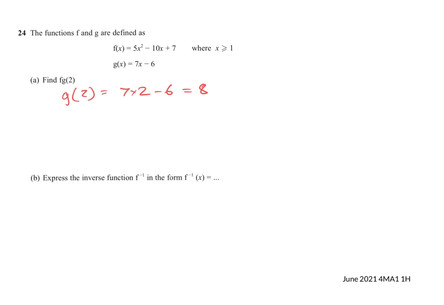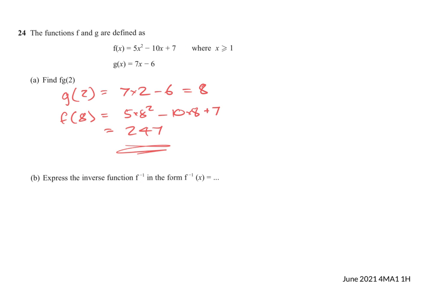Then we take that value of 8 and we put it into our f function. So f of 8 will be 5 multiplied by 8 squared minus 10 multiplied by 8 plus 7, which works out to be 247. So nothing too strenuous there. The next bit is far more complicated. It's an inverse function they want us to find, f to the minus 1 of x.